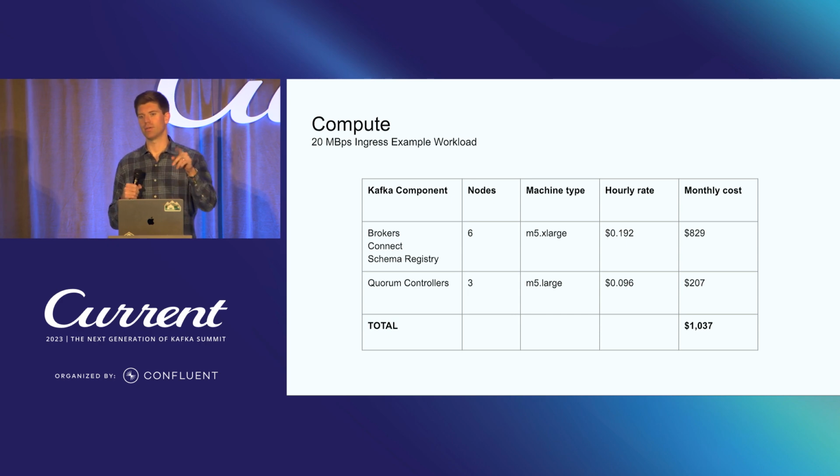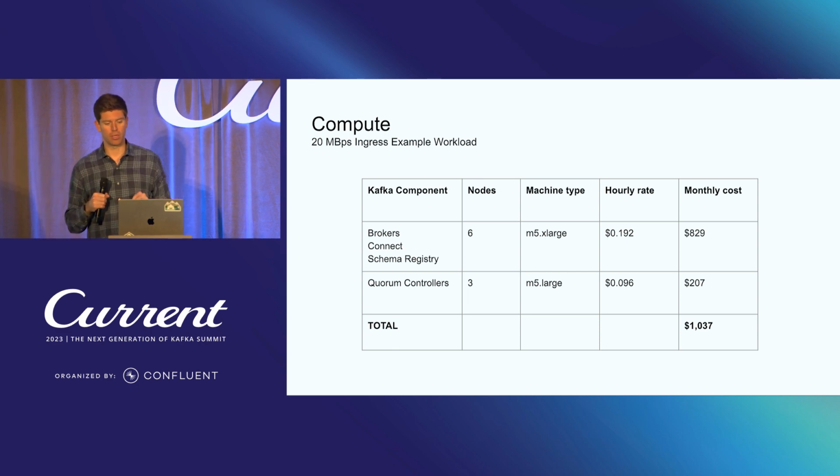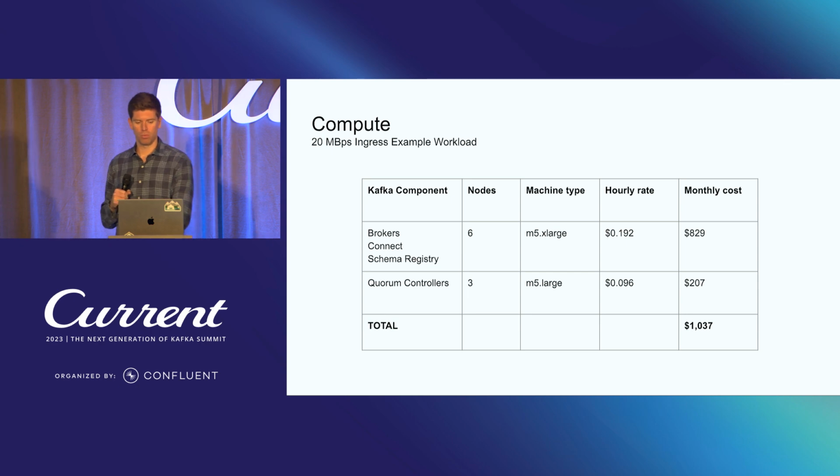No, it's 730 and a couple decimals. Anyway, so you multiply by 730, and that's how you get the number. So that's how you get your monthly cost. So in this case, we're running some single XL machines, 6 nodes.